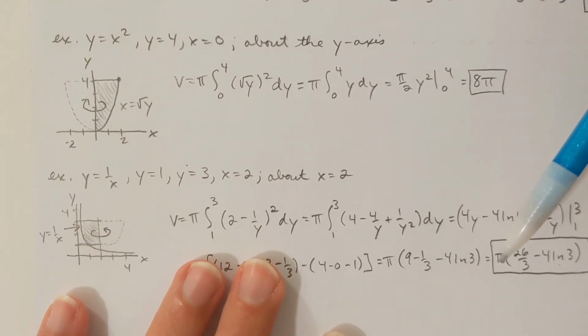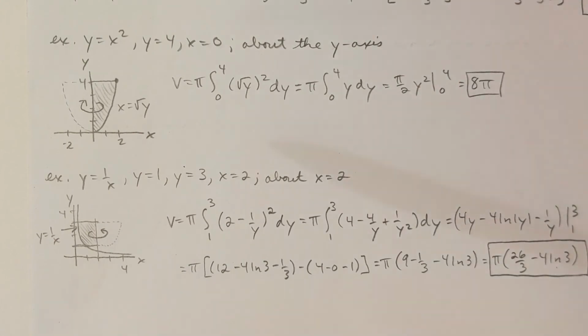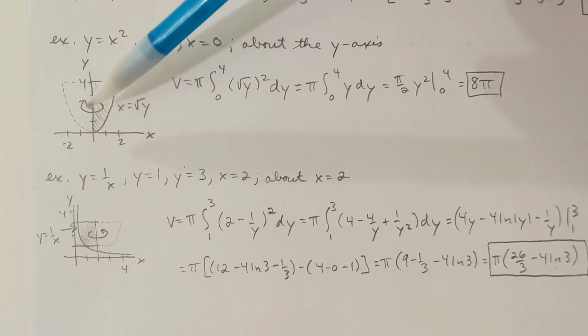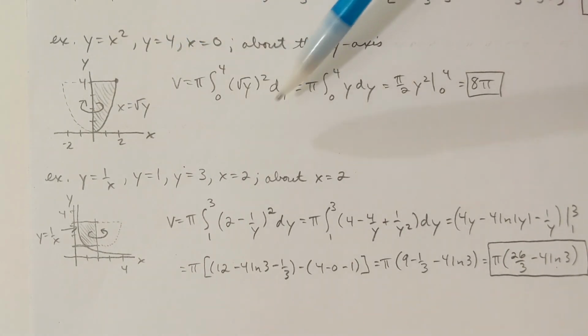Suppose that we have the curves y equals x squared, y equals 4, x equals 0, and I want to rotate that bounded region about the y-axis. Because I'm rotating this region about the y-axis, I know right away that I'm going to have an integral set up in terms of y.